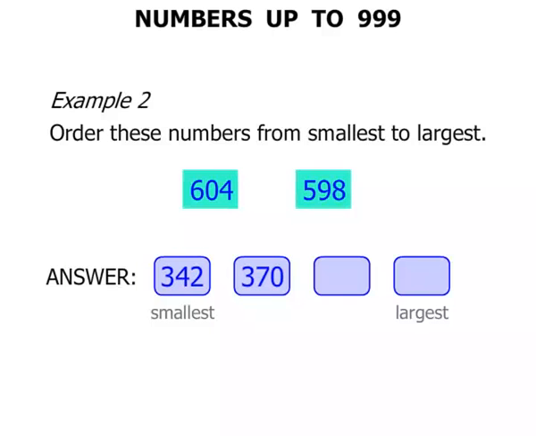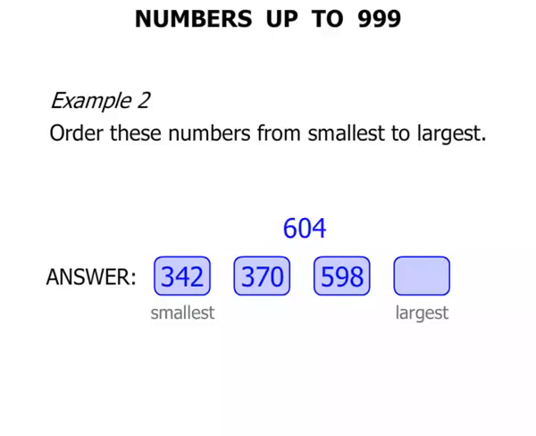Then of the 2 remaining, 604, 598, which is the smallest? Well, again, let's look at the hundreds. If we can see the 6 and the 5 comparing them, the 5 is the smaller of the 2. So the 598 will be the smaller of the two numbers there. So let's write the 598 there. And the 604 is the largest of all the numbers we had there.